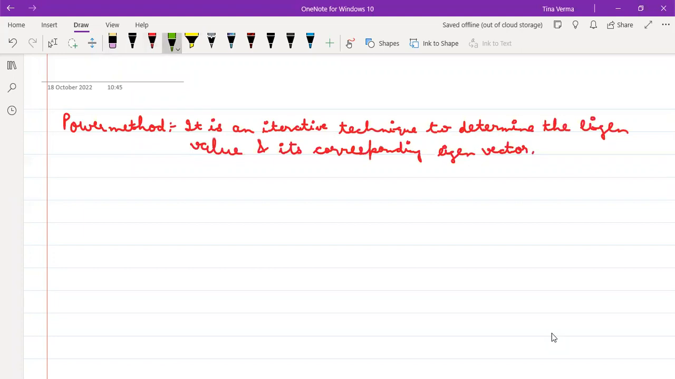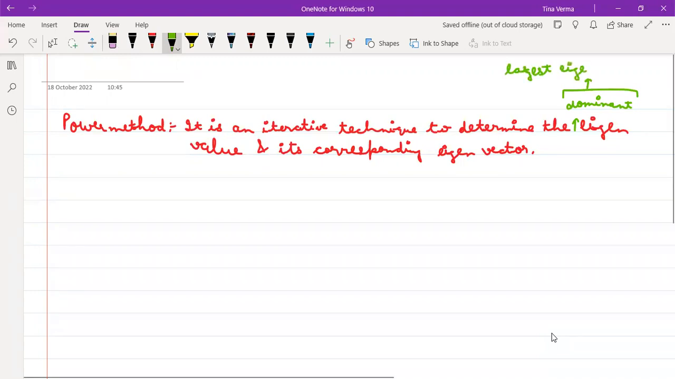So what does actually dominant mean? Dominant means to determine the dominant eigenvalue and vector. So here dominant means the largest eigenvalue in magnitude. So the power method tells the largest value, that means the largest eigenvalue in magnitude.